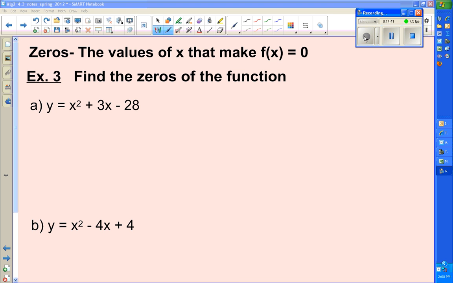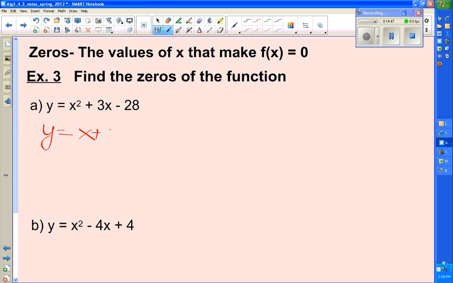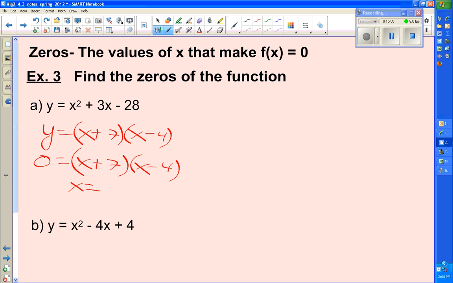So if we're going to find the zeros, we factor. And you're going to get x plus 7 and x minus 4. If I want to find the zeros, what do I put in for y? 0. So x is going to equal -7 or +4. So my roots are going to be -7, 0, and 4, 0.